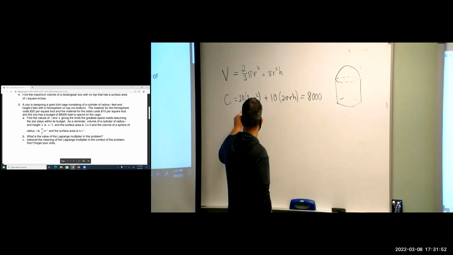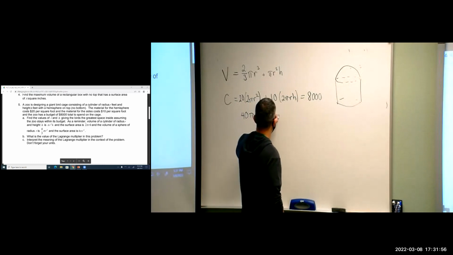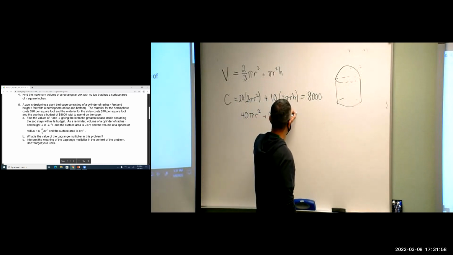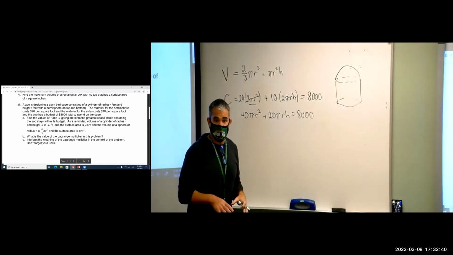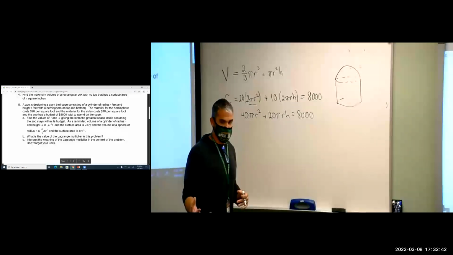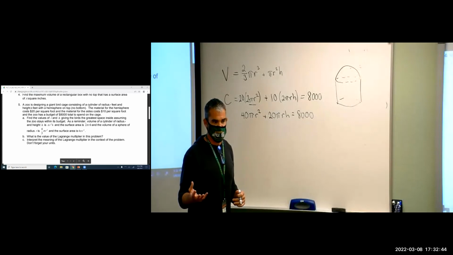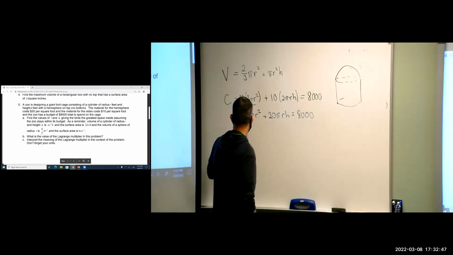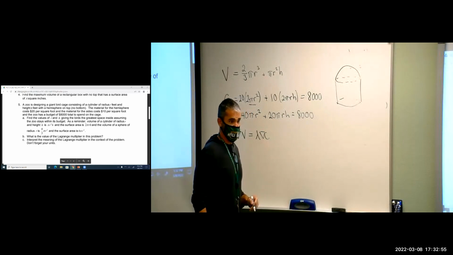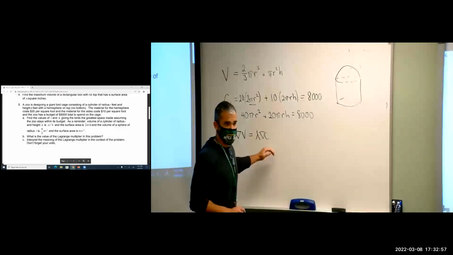We'll simplify this a little bit. 40 pi r squared plus 20 pi r h equals 8,000. I'm going to stop there because what we would do next is the method of Lagrange multipliers. You're going to be looking at the gradient of, we'll call it V, setting it equal to lambda times the gradient of C. And then the rest is going to be partial derivatives and algebra.